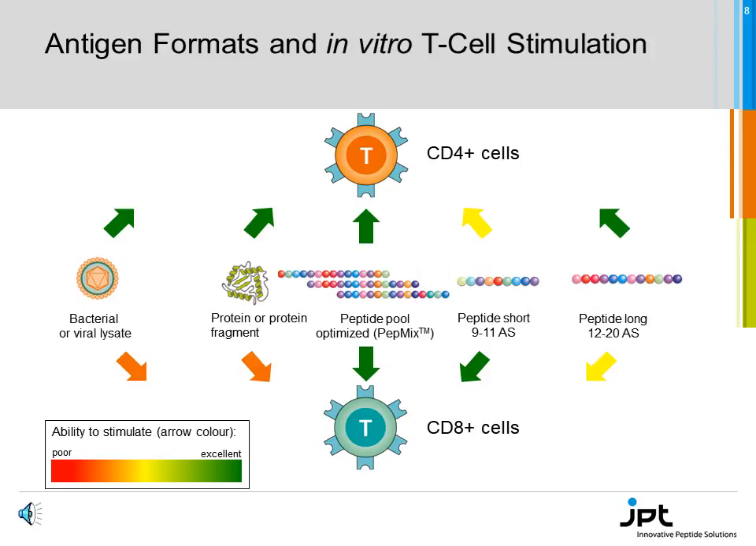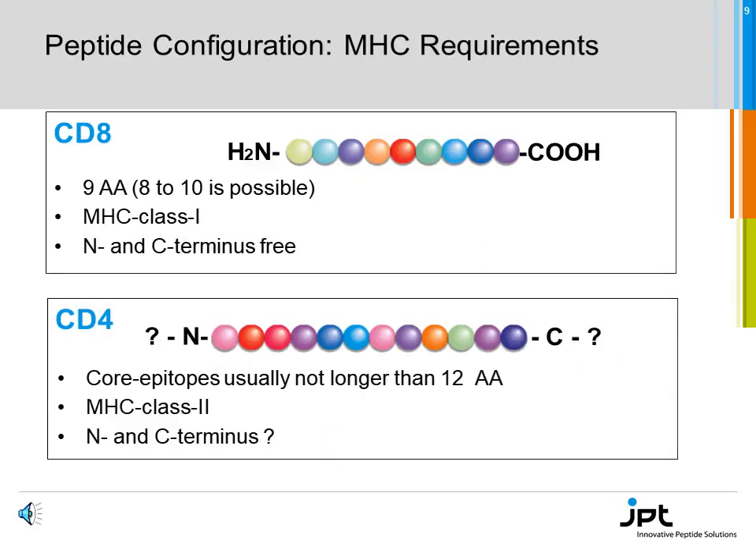Please note that peptides are the only antigen format that can stimulate CD4 and CD8 cells equally, and the use of peptides for T-cell stimulation has been well reported. Peptide length can vary from very short to very long. The minimum length for T-cell epitopes is thought to be in the range of 8 to 10 amino acids, matching the length of a peptide that can typically be accommodated into the peptide binding grooves of MHC molecules.